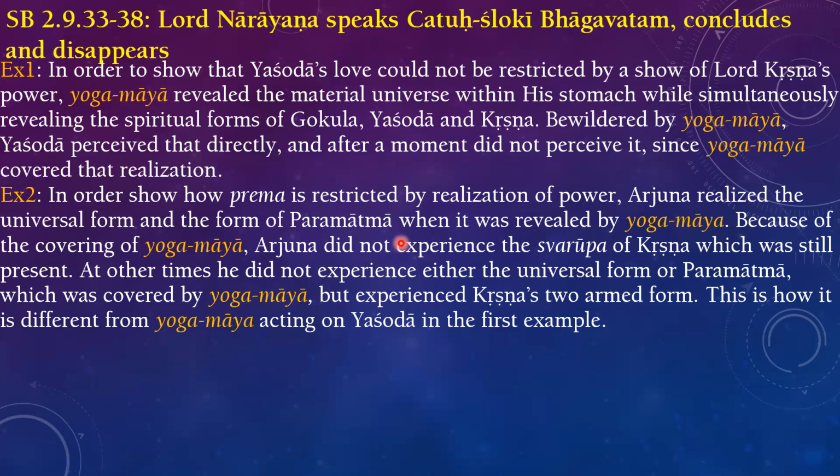Arjuna did not experience the Swarupa of Krishna, which was still present. At other times, he did not experience either the universal form or the form of Paramatma, which was covered by Yogamaya, but experienced Krishna's two-armed form. This is how it is different from Yogamaya acting on Yashoda in the first example. You tell me how it is different.